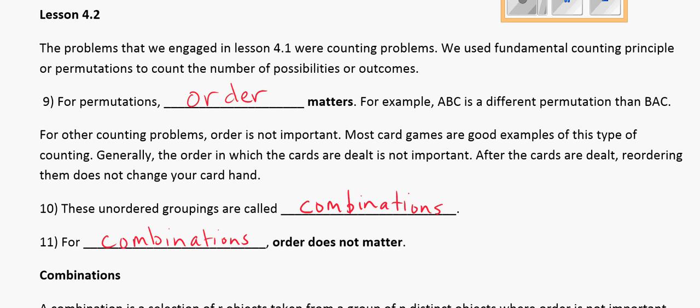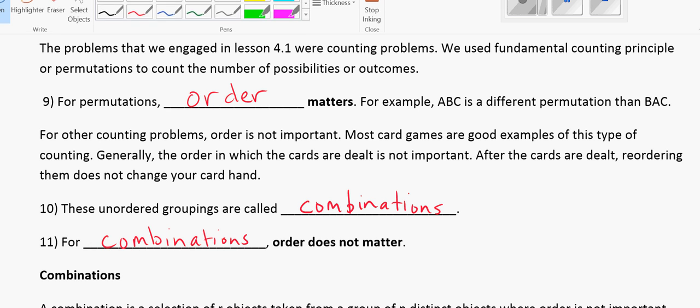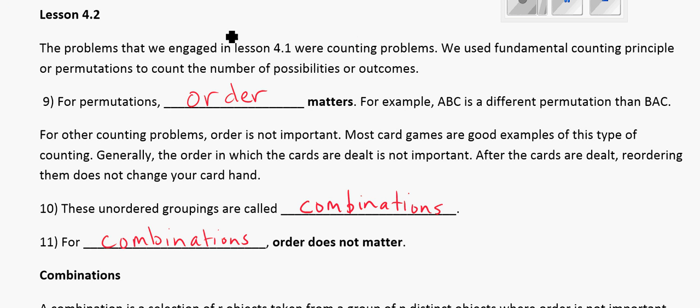This lesson is substantially shorter than the permutation lesson because all we're going to talk about today is combinations. Remember, in permutations, order mattered. In other words, ABC was different than BAC. Those were two different permutations. So in problem 9, for permutations, order matters. ABC is different than BAC.